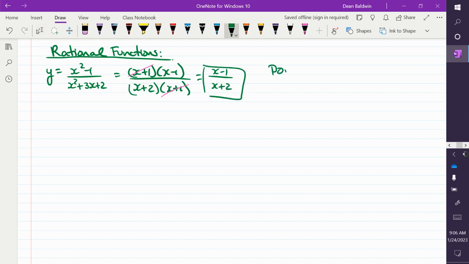We have a POD on the factor that cancels, so x is equal to -1. Yes, I don't know why I blanked on that. So whatever makes those factors 0, so -1. How do I find the y value of that POD? Put it into what's remaining. -1 minus 1 is -2. -1 plus 2 is 1. So it's -2, right? So y is equal to -2. So POD at -1 and -2. All right.